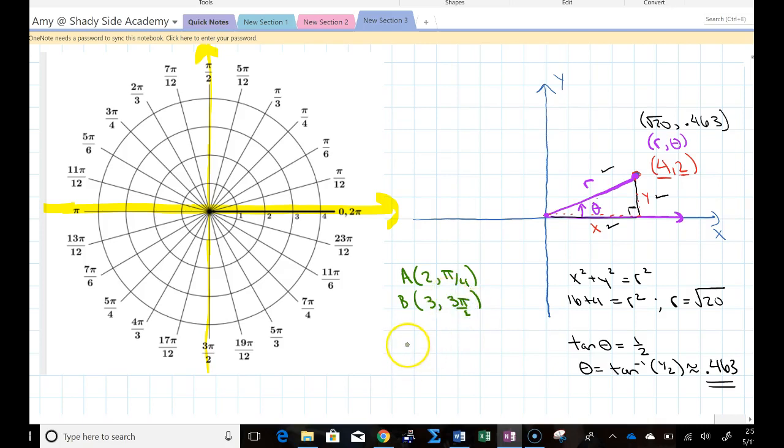And then let's do something kind of weird. Let's call point C negative 2, pi over 3. And maybe you'll say, I wonder what negative 2 is. We'll just make a guess, and let's just see what happens.